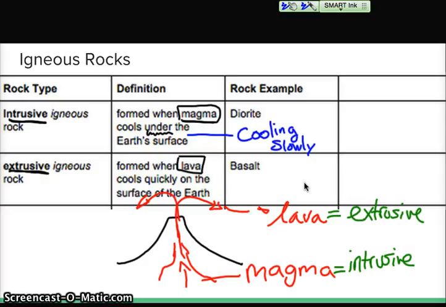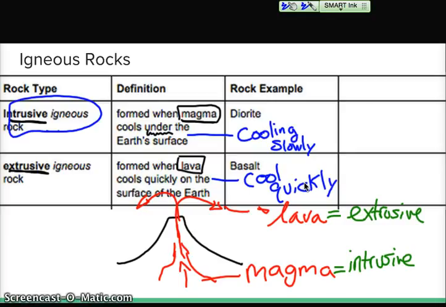That, students, are our intrusive igneous rocks. Those are the rocks that are deep underground. They cool slowly, and so they have large crystals. And the difference then, extrusive igneous rocks, they cool quickly. And because they cool so quickly, they have itty bitty tiny little grains, little crystals, because the crystals don't have enough time to form.